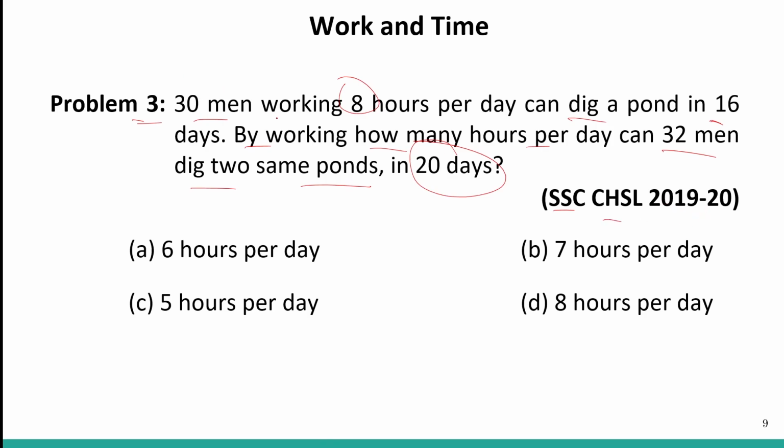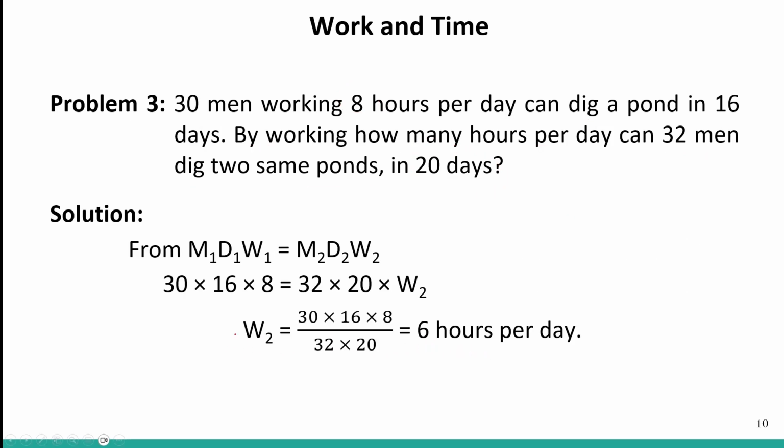So 30 men were working 8 hours per day. What will be their combined work rate? It is equal to 1 by 16. Or we can also use this equation: m1 d1 w1 is equal to m2 d2 w2.